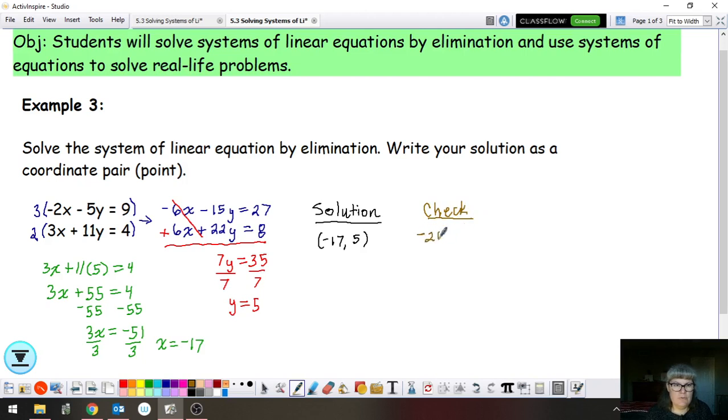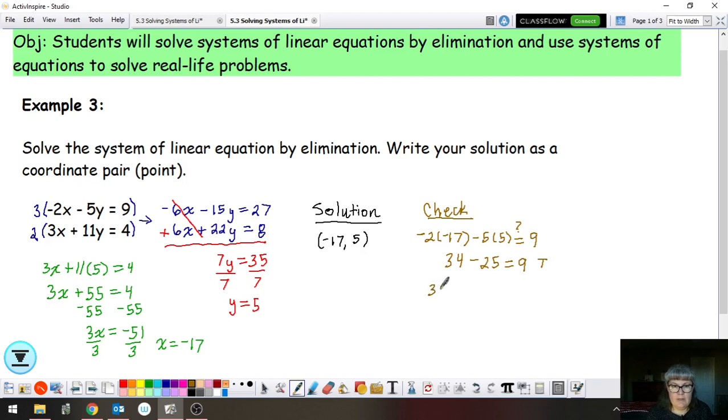Is negative 2 times negative 17, subtract 5 times 5, going to equal 9? Well, negative 2 times negative 17 is a positive 34. Negative 5 times 5 is a negative 25. 34 minus 25 does equal 9. That is true. Let's check with the second equation.